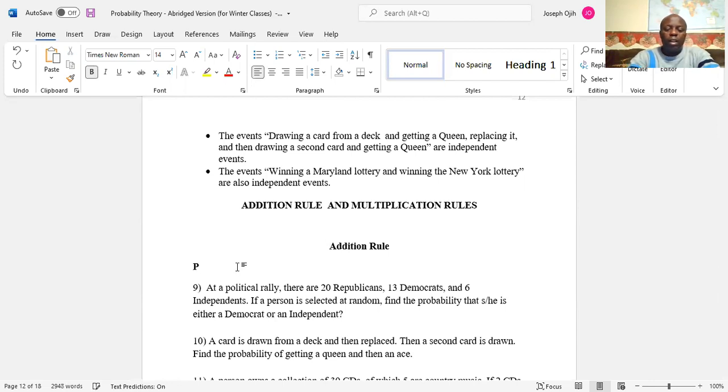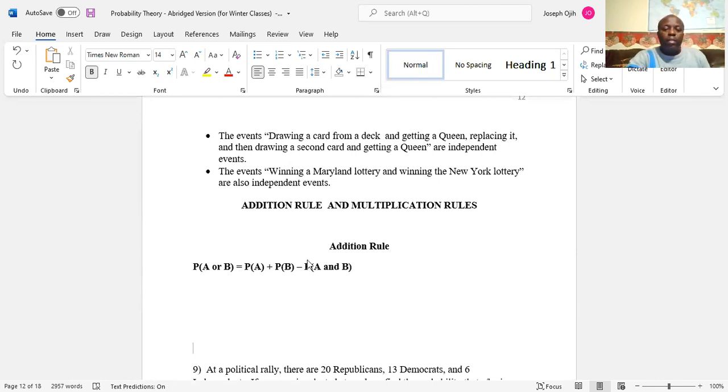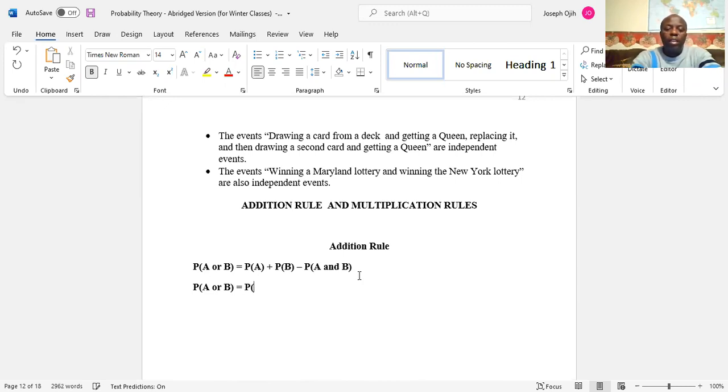So the first one is this: probability of event A or B equals probability of event A plus probability of event B minus probability of event A and B. If this is a mutually exclusive event, this part of the equation will turn to zero. That will leave us with probability of event A or B equals probability of event A plus probability of event B. You can apply this rule even to three events or four events; just extend the formula.